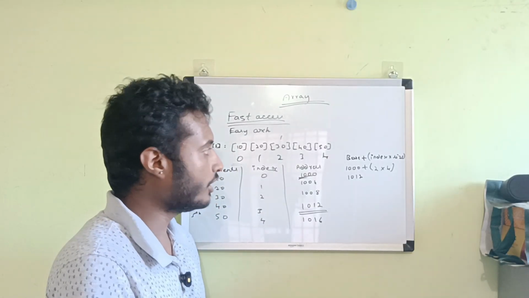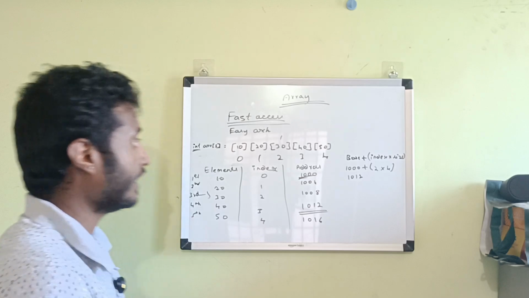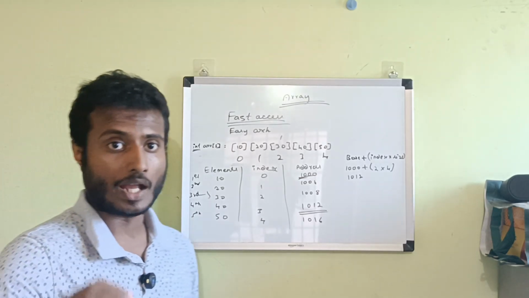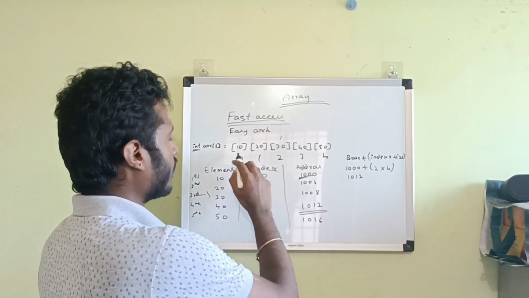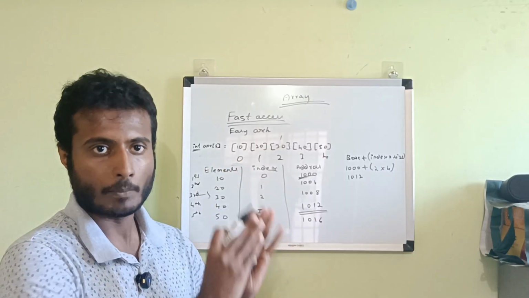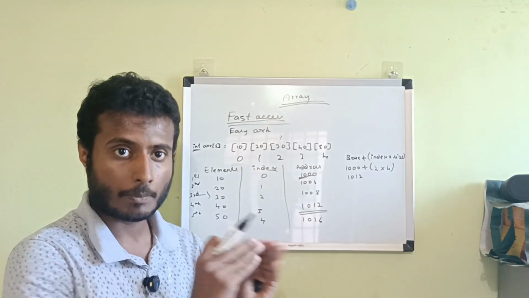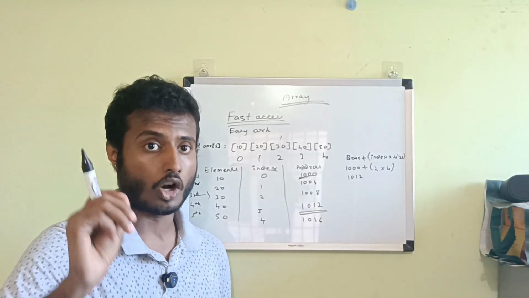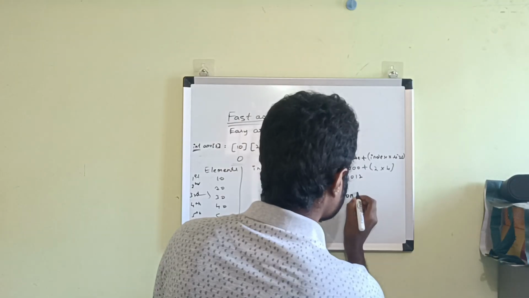I hope you have understood this concept of array and what it is. Another important attribute of an array is that the elements are placed side by side to make access easy, and this is called a contiguous system.